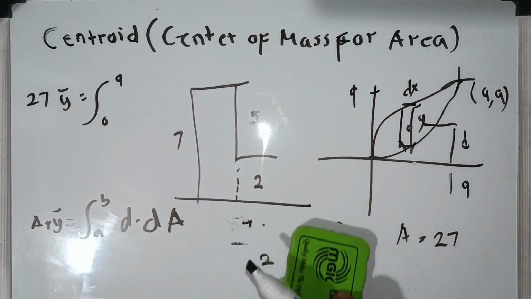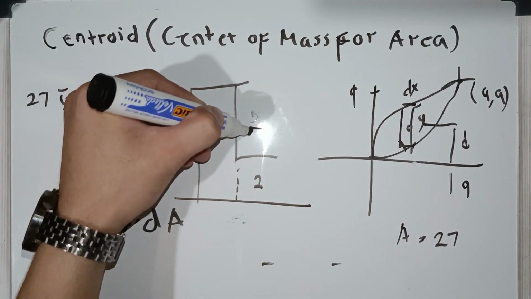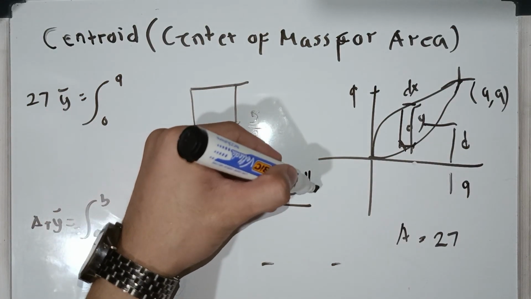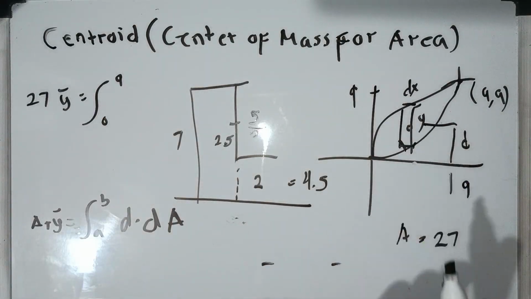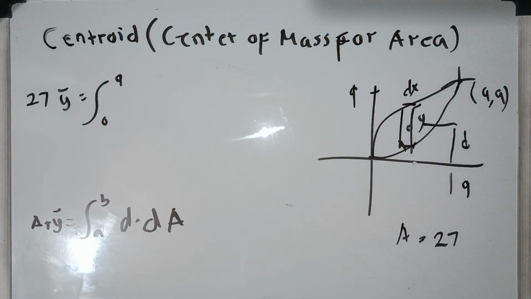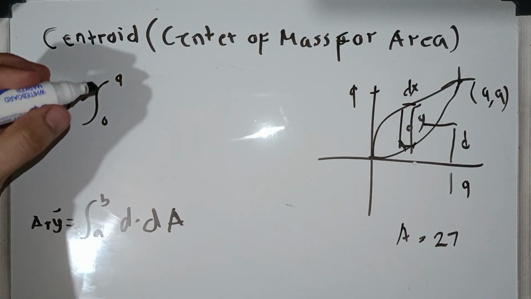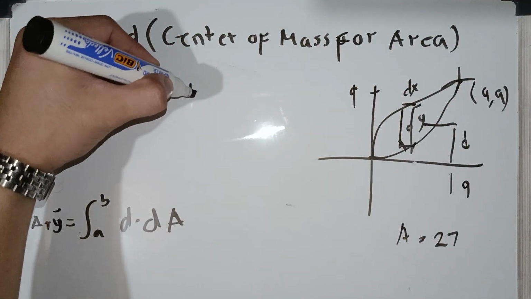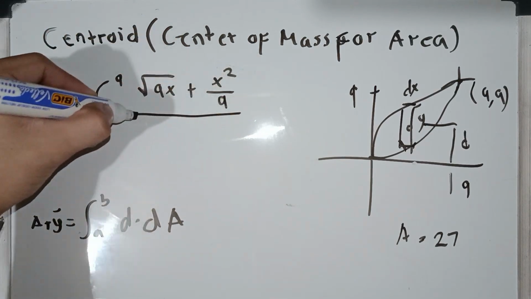To check if this is correct, let's divide the 5 here by 2, which is 5 over 2, which is equal to 2.5. So 2.5 plus 2 is 4.5, which is equal to our answer here. So let's use this formula. Let's now solve this one. So the y here, the y height, which is the square root of 9x plus x squared all over 9, divided by 2.